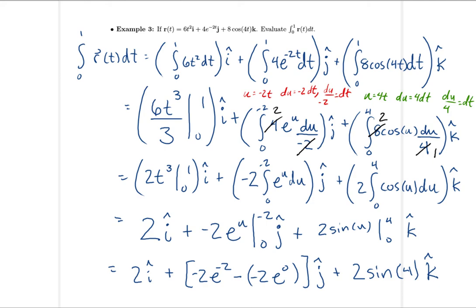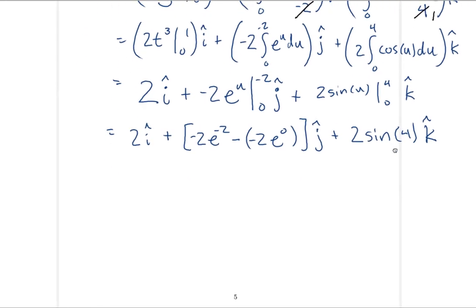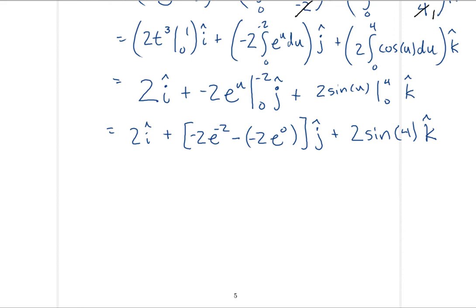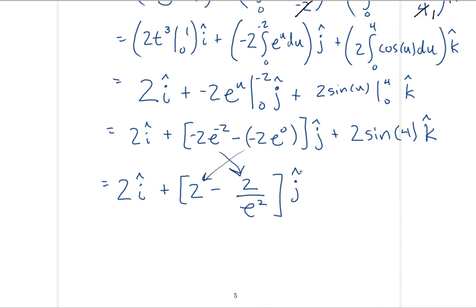And we're just about there. We've got the x and y completely settled. And then here, e to the 0 is of course 1, so this is just going to be plus 2 minus 2 over e squared, right? Flip-flopping those. j plus 2 sine of 4 k.